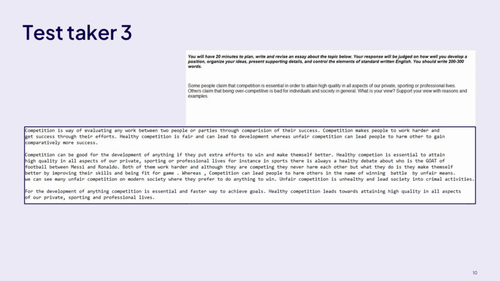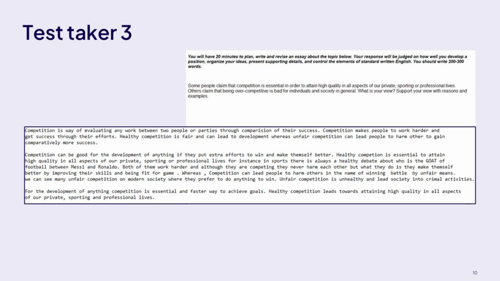This test taker produces a text that is in keeping with expectations of the mid-B2 proficiency level. They start by demonstrating the ability to briefly explain a relevant term, for example, competition. They then proceed to clearly convey their opinion on the topic. The test taker makes some noticeable errors, such as competition can lead people to harm others in the name of winning battle by unfair means, but can usually be easily understood.